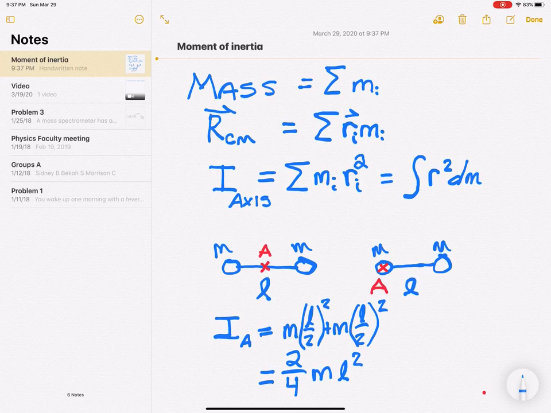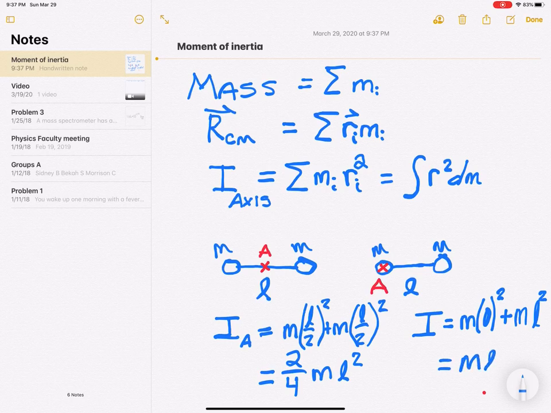Let's grab the next one real quick. This one has an axis, so we do I equals the mass 0 squared, yay for zeros, mass L squared. So this is going to reduce to ml squared.